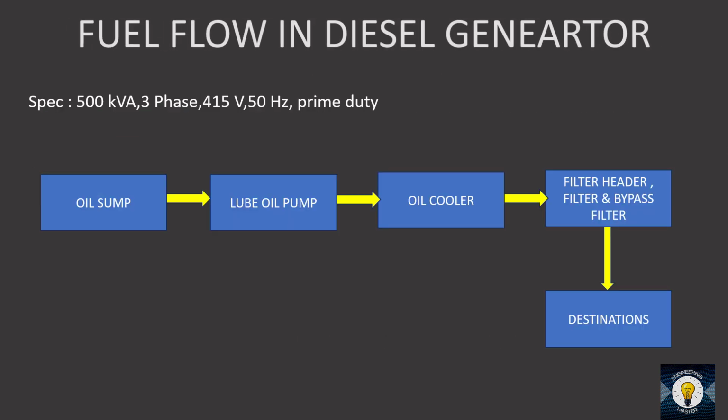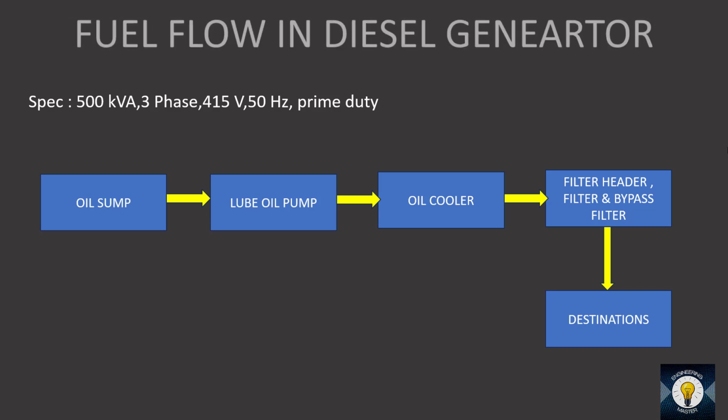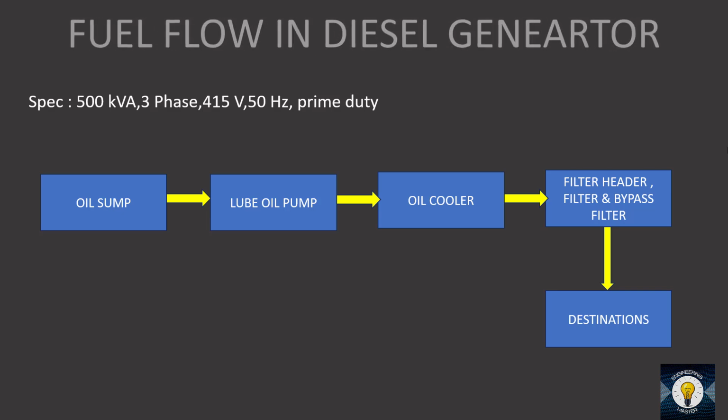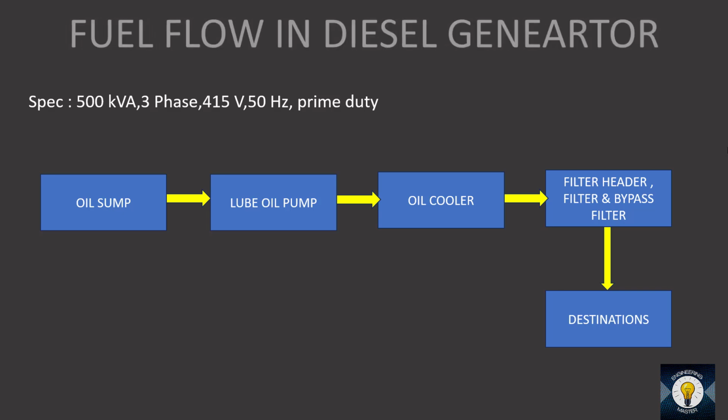This is a typical flow diagram for lubricating oil inside a diesel generator. Oil is collected in oil sump. From the oil sump, we are using lube oil pump, lubricating oil pump. Then through the oil cooler, it is going to filter, header, filter and bypass assembly. From there, it is going to the destination, wherever it is required.